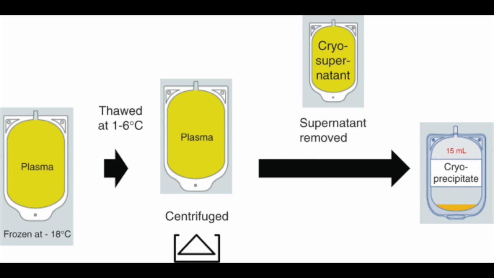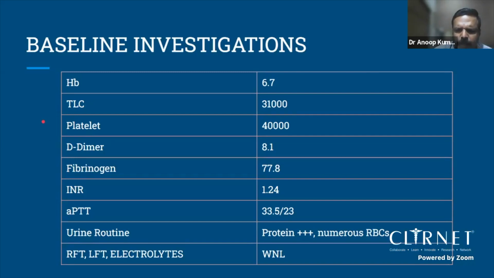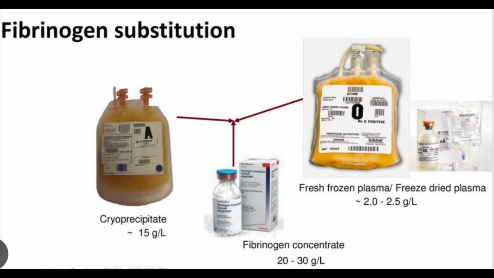How much cryoprecipitate? Six units of cryoprecipitate, sir. How will you decide on the cryoprecipitate dose? Okay, you called your blood bank for cryoprecipitate. They are saying there is no cryoprecipitate in the blood bank at that point. Can you use any other drugs or products instead? Fibrinogen concentrates are available, and even 4-factor PCC is available. Those contain a higher amount of fibrinogen.